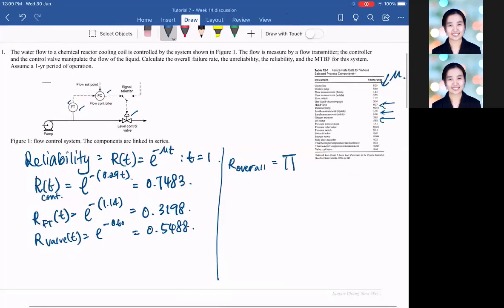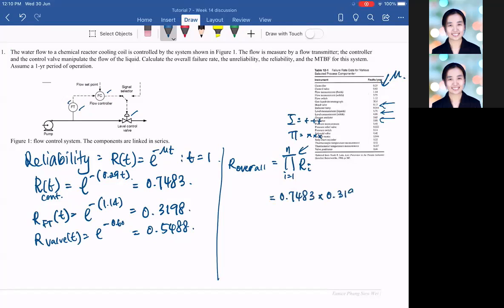Big phi, n, i equals 1, R_i. Okay, so what does this symbol mean? If we have summations, it means we add everything. And when we have this phi, it means we multiply everything together. In that case, it will be 0.7483 times 0.3198 times 0.5488. Okay, and we get 0.1313.